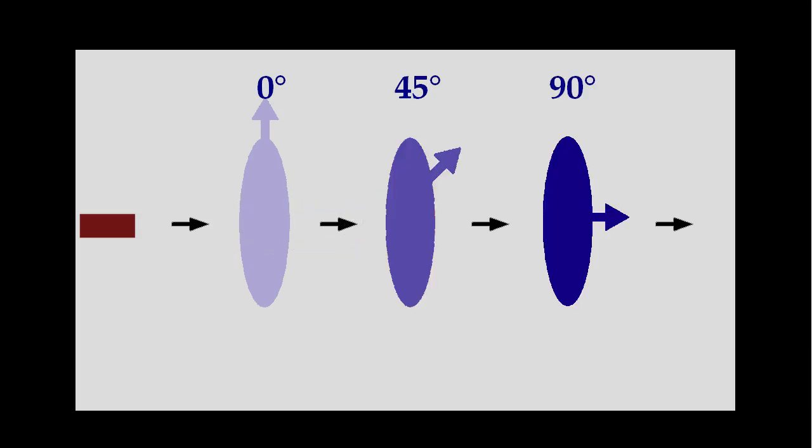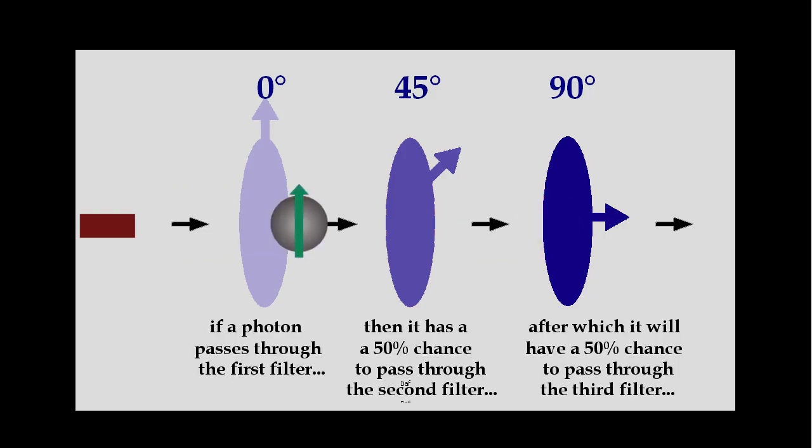But we can then add multiple filters on top of each other to get some interesting results. If the second filter is at 45 degrees to the first, and the third is at 90 degrees, then we might expect that practically no photons will pass through the third filter. Because to pass through the first, the photons had to be vertically polarized, but to pass through the third, they'd have to be horizontally polarized. However, half of the photons that pass through the second filter will pass through the third. We started with vertically polarized photons, but the photons that pass through the second filter act like they are polarized at 45 degrees. And this is exactly what happens.